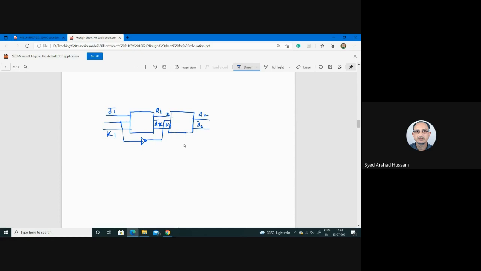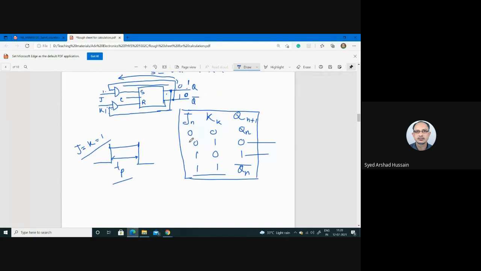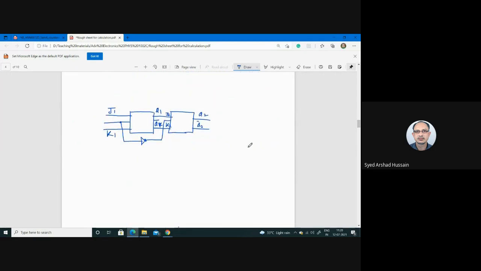Normally, if you look into this table, you see 0, 0, no change. 0, 1, output is 0. 1, 0, output is 1. That means if you give here 0, 0, this portion will not change. So here also the same thing will go. So depending on this, you will have output, so no change.